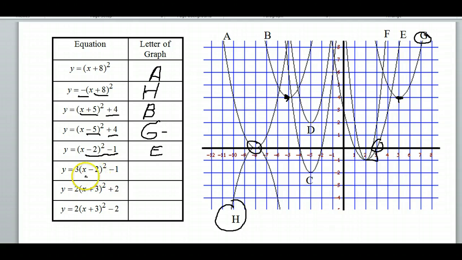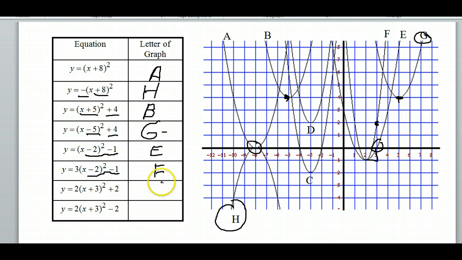Now the next one we have is the exact same. It's 3(x minus 2) quantity squared -1. This is a horizontal translation, right 2, down 1, so putting us at +2, -1, vertically stretched by a factor of 3. So if I go over 1 unit, I should go up 1, 2, 3 units. Here, this point is on the graph, and this is graph F.